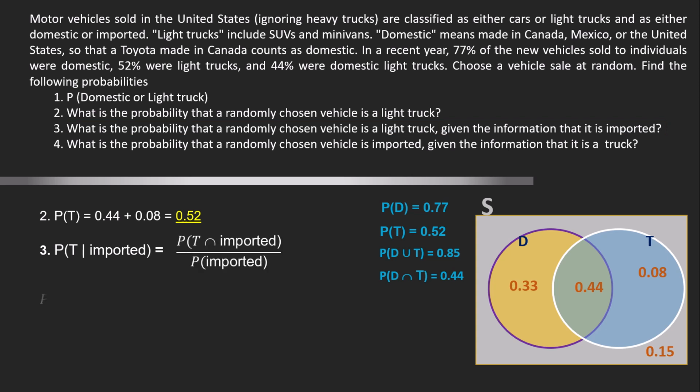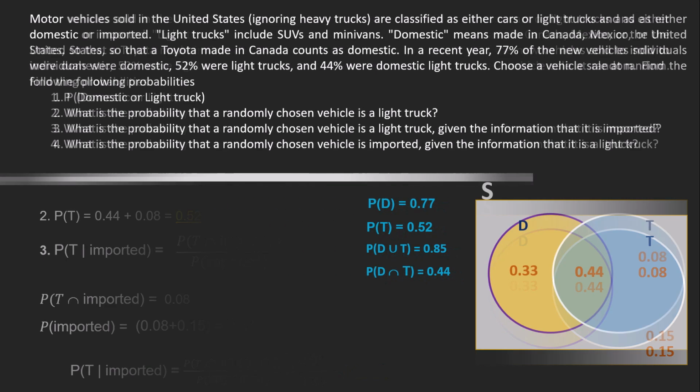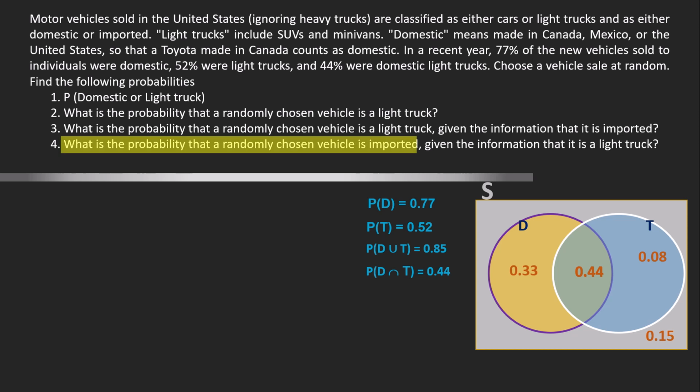Then we need to find the probability of T and imported. What is the probability of T and imported? Probability of T must be in the circle T, imported must be outside of the D, that is 0.08. Then we need to find the probability of imported. Probability of imported should be outside of the domestic, that means outside of the circle D. So what are the probabilities outside of the circle D? You see that is 0.08 and 0.15. The answer for that case is 0.23. Now we know all the probabilities and plug into the formula, that is 0.3478.